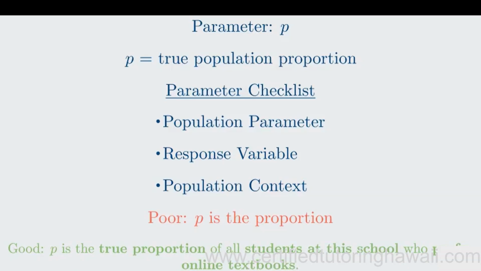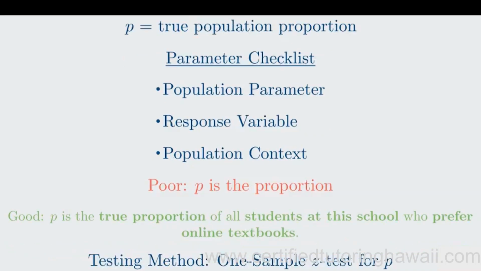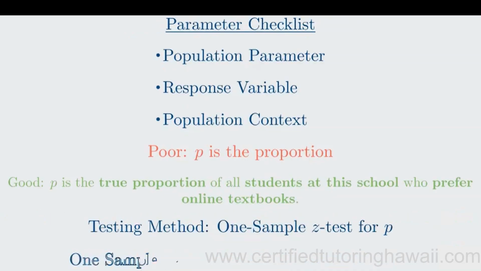Once the parameter is defined, we identify our method as the one-sample z-test for a population proportion. This name tells us we have one group of data and we are using the normal distribution, or z-scores, to make our decision. Now, let's talk about the claims we make.